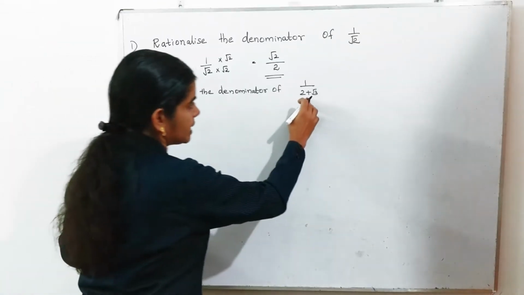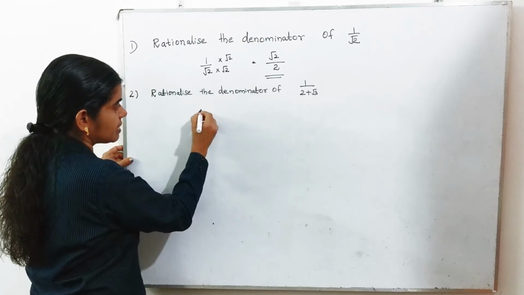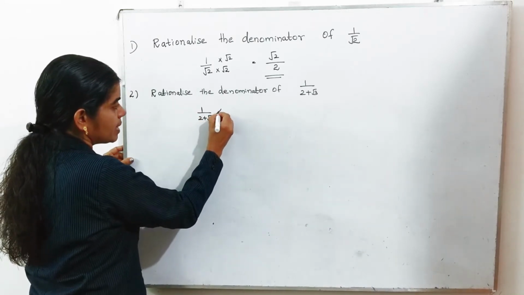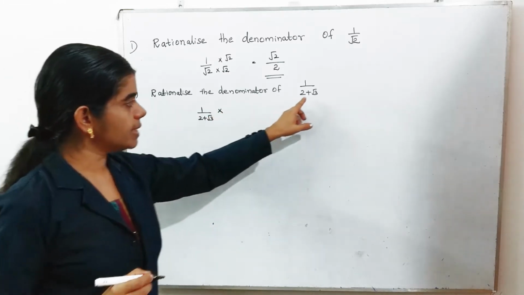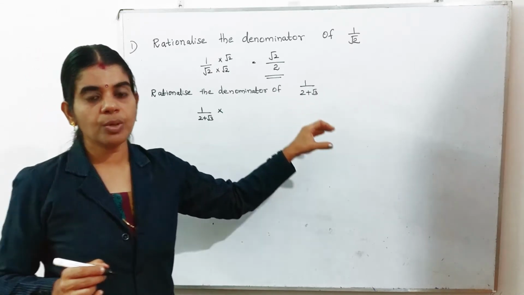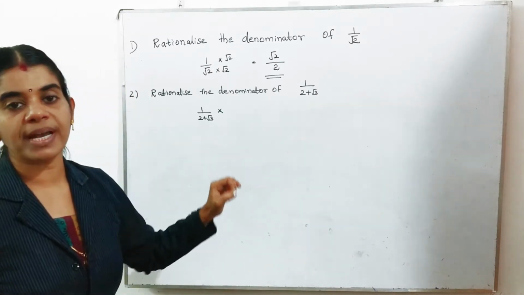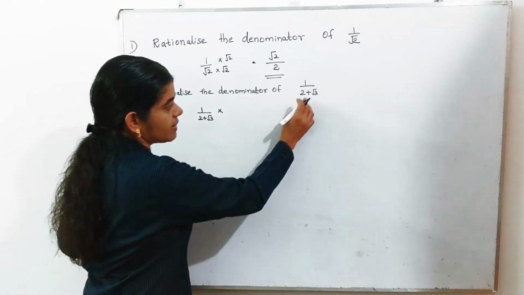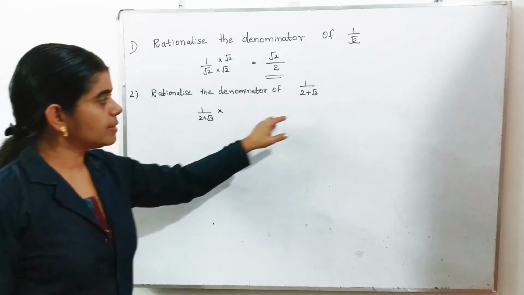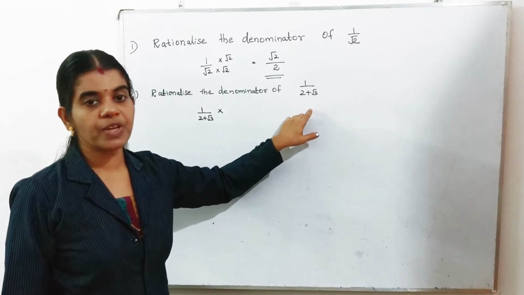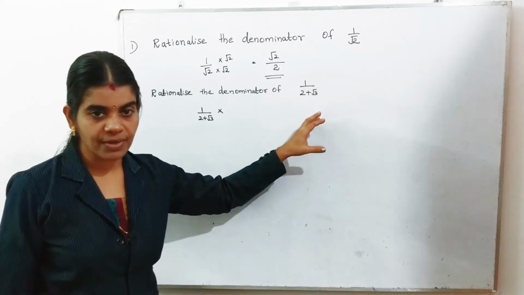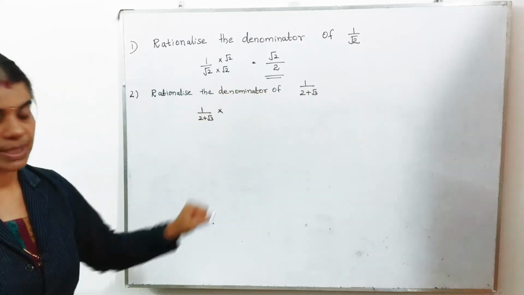Here what is the sign here? 2 plus root 3. First I am writing the question once again. 1 by 2 plus root 3. Then we are multiplying. Here 2 plus root 3 is given. Therefore we are multiplying both numerator and denominator by 2 minus root 3. What is the sign given in the denominator? It's the opposite sign you want to take. If here 2 plus root 3 is given, therefore we are taking 2 minus root 3. If here 1 by 2 minus root 3 is given, you want to take 2 plus root 3.